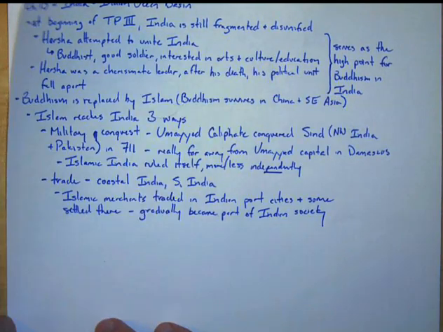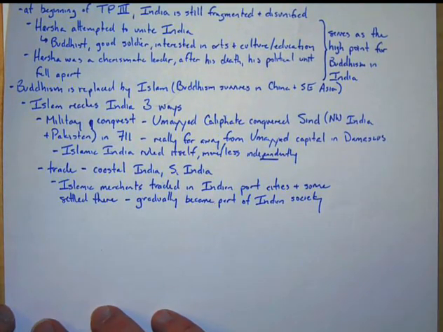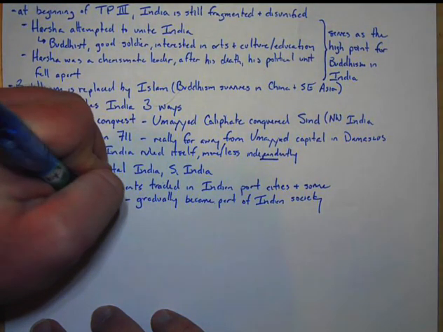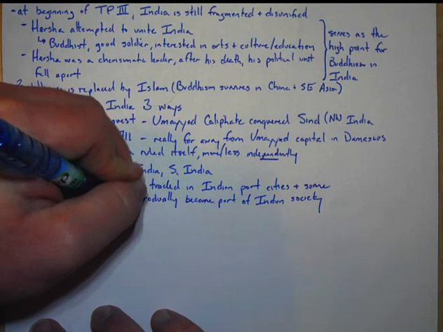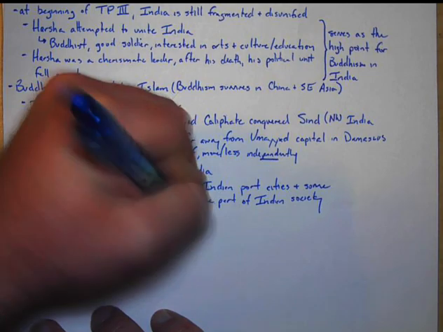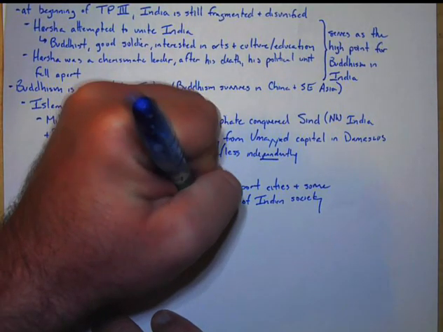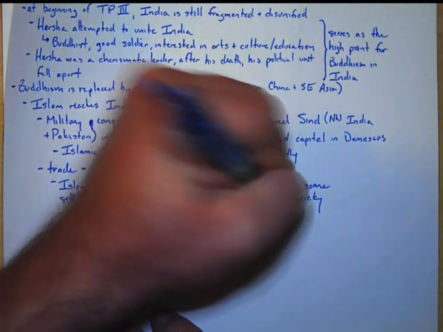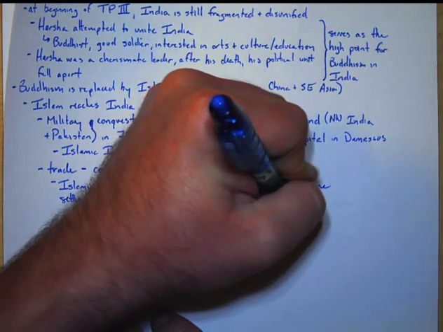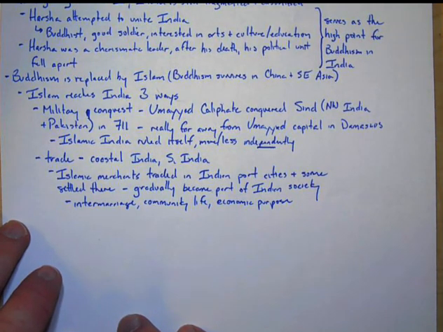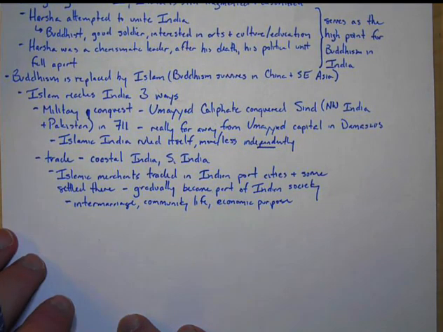The same way that any immigrants become part of a society. They intermarry, they become part of the community, and they serve an economic purpose. So, just like any other immigrant in any other society, Islamic merchants settled down in Indian port cities and just became part of the community.